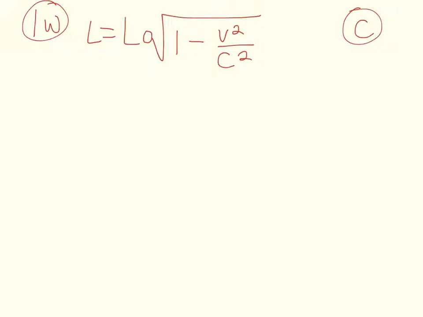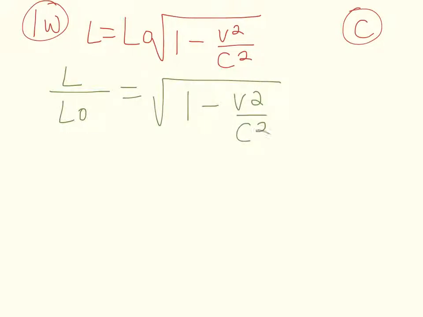So first thing that I'm actually going to do is bring over the L naught and isolate. So I have L over L naught is equal to the square root of 1 minus V squared over C squared. So it's important for you to recognize that that square root sign is not only a square root sign, but it also acts as a bracket. So that's why the L naught is a division when we move it across the equal sign, not a subtraction. So that's something to keep in mind.